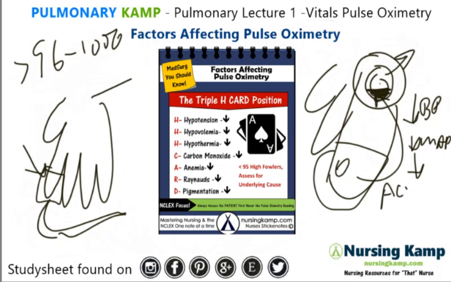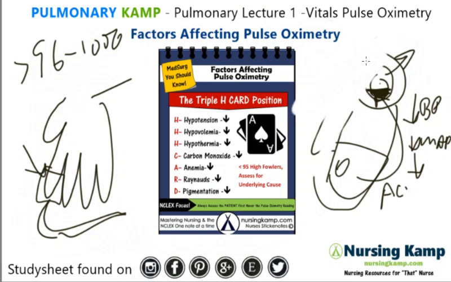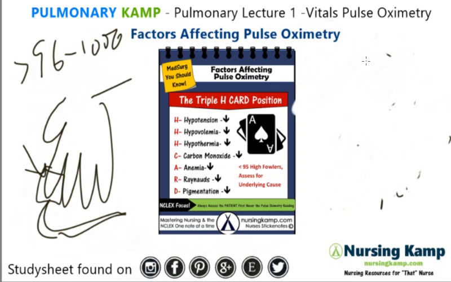The next one we're going to look at is hypovolemia. Now, hypovolemia is low fluid volume. And fluid volume is important, just like with blood pressure. If the fluid volume and the blood volume is not there, as in hypovolemia, once again, we cannot really accurately get a valid pulse oximetry.